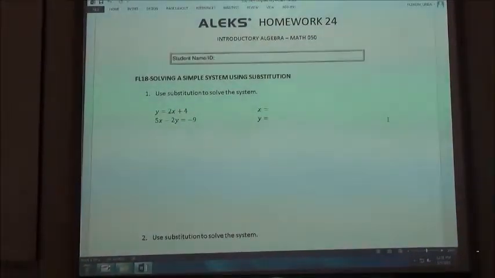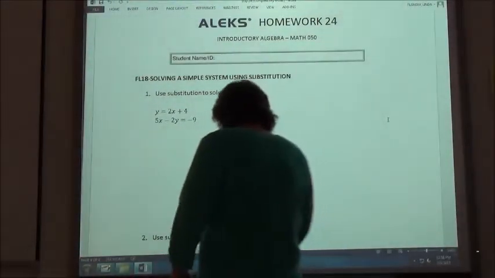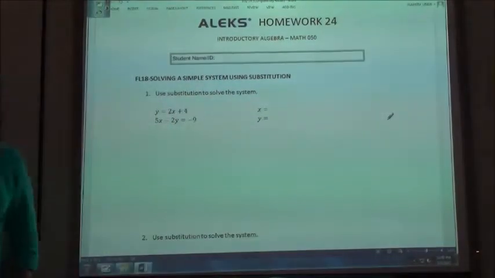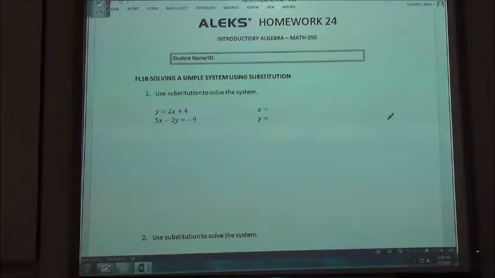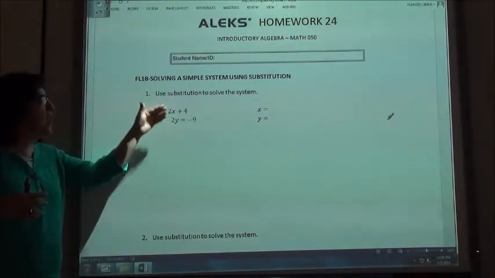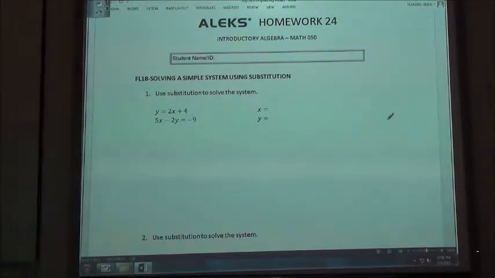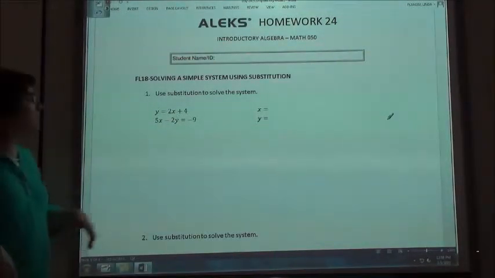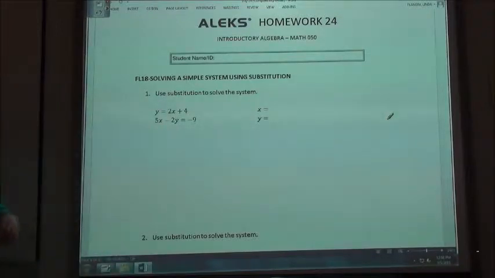All right, homework day 24. Solving systems of equations. A system of equations is when you have more than one variable, and when you have a system of equations, the number of variables you have corresponds to the number of equations you have to have. So if you have two variables, you have to have two equations. If we would have three variables, we'd have to have three equations, and so forth and so on. We're just going to do ones with two variables.